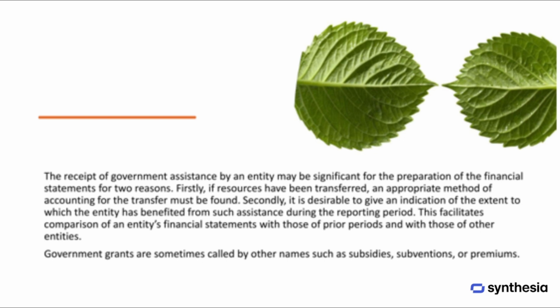When a business receives government assistance, it can have a big impact on how its financial statements are prepared. There are two main reasons for this. First, if the business has received any resources, there needs to be a clear and appropriate way to account for them. Second, it's important to show how much the business has benefited from this support during the reporting period. This helps make financial statements easier to compare, not just with previous years, but also with other businesses. It's also worth noting that government grants may sometimes be referred to using different terms, such as subsidies, subventions, or premiums.